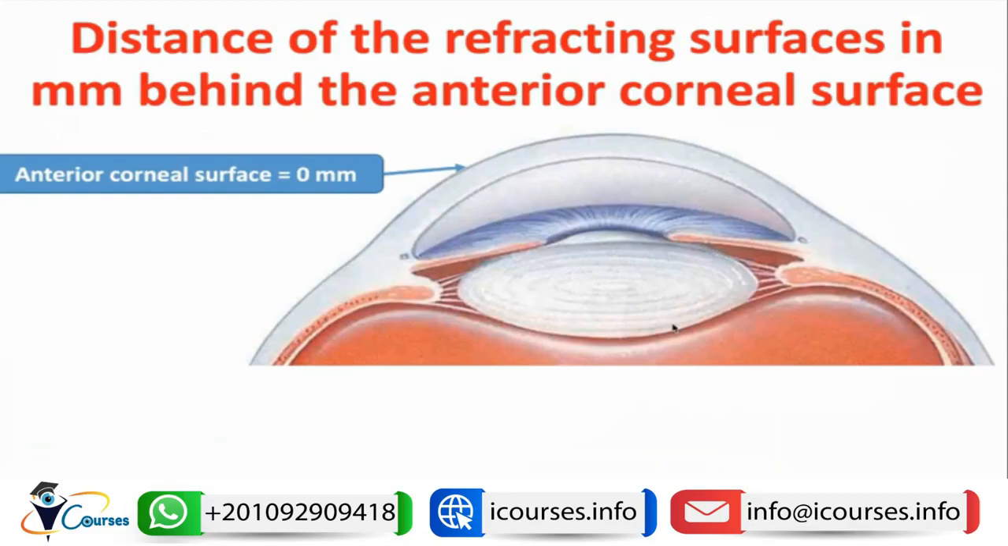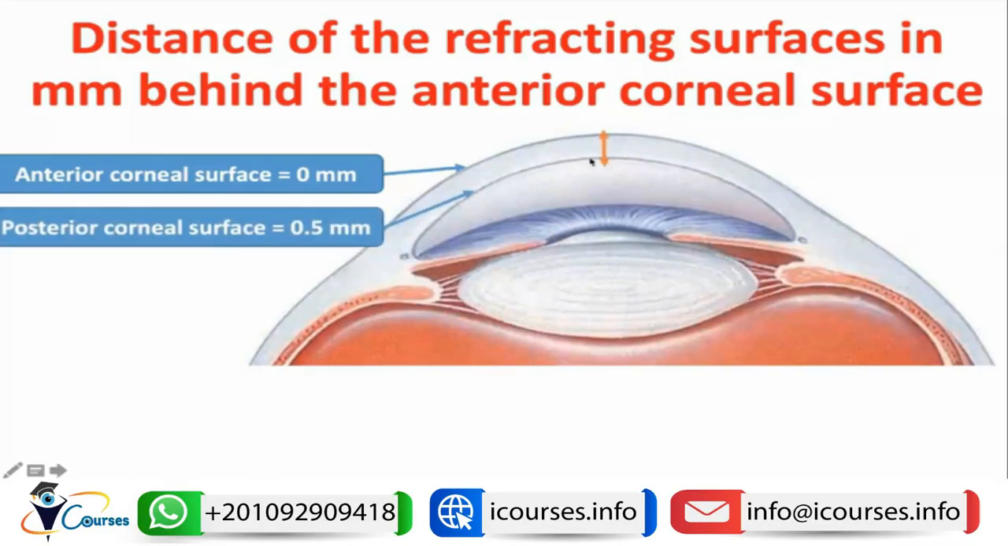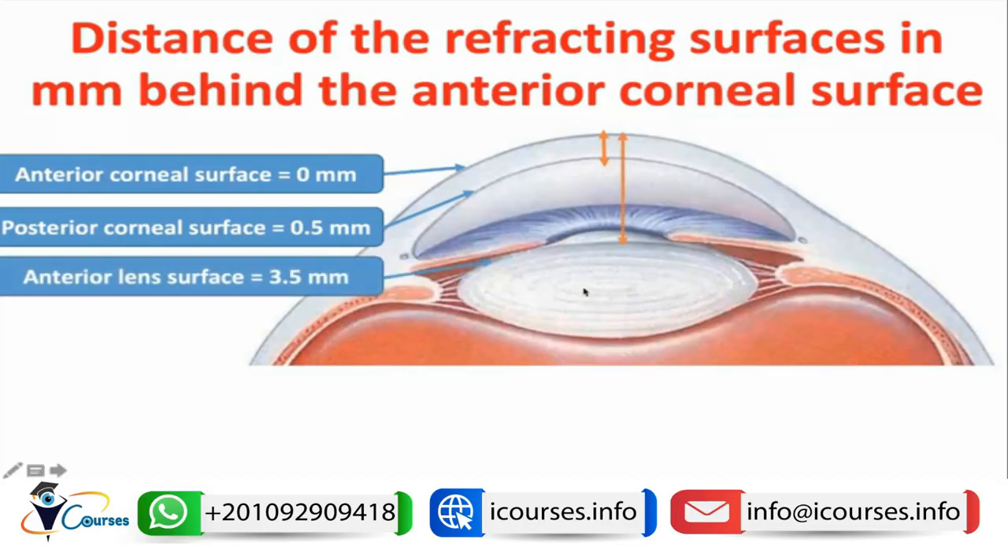The distance of each refracting surface from the anterior corneal surface is also very important in order to calculate the power of the eye. The anterior corneal surface is considered our start point, so its distance is 0. When we reach the posterior corneal surface, we have traveled 0.5 millimeters, or 500 microns, which is basically the thickness of the center of the cornea. Then the anterior lens surface is at 3.5 millimeters, which is basically the depth of the anterior chamber.